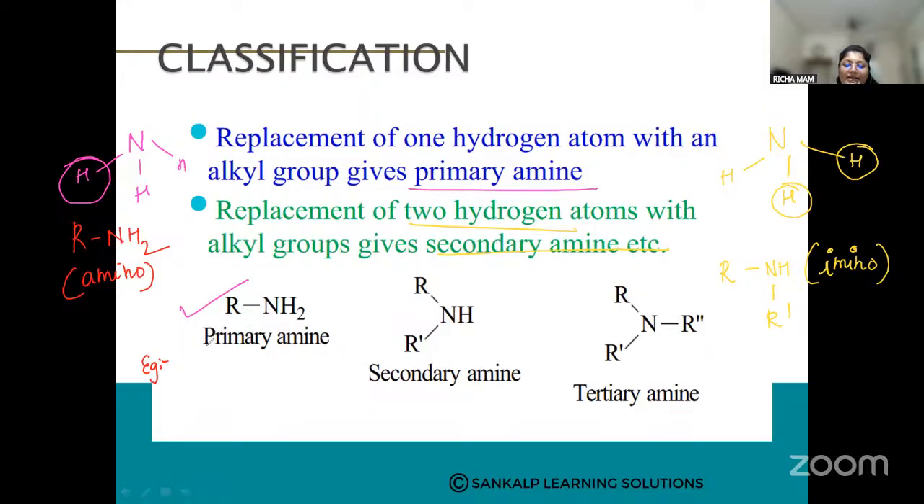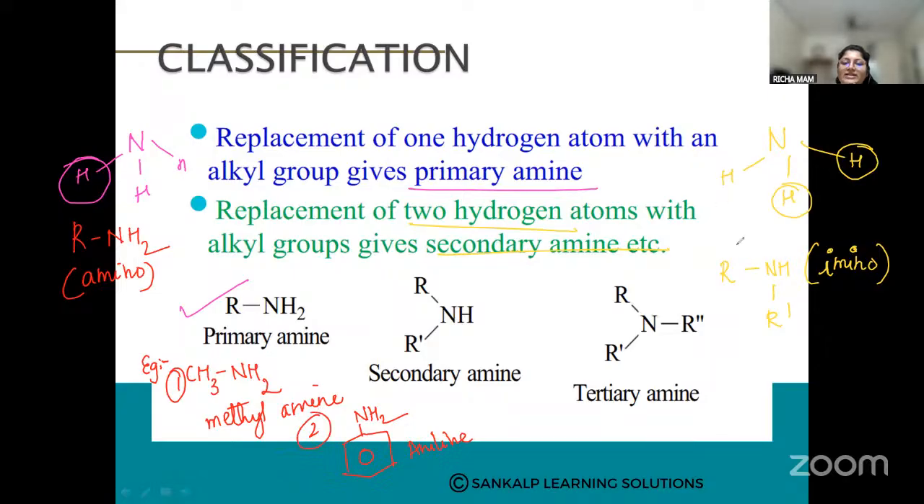For a primary amine, I'll give you an example like methylamine, CH3NH2. So the name is methylamine. This is an alkyl amine. If I give you an example for an aryl amine, this is NH2 attached to a benzene ring. The name is aniline. Both are examples of primary amine.